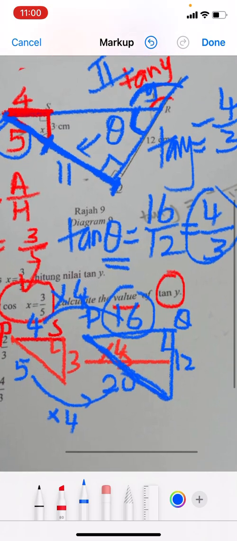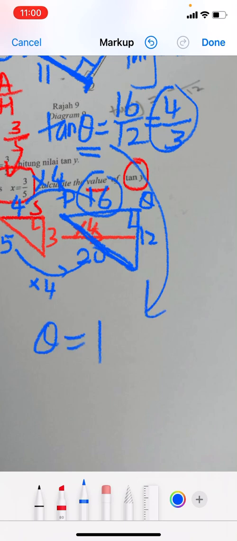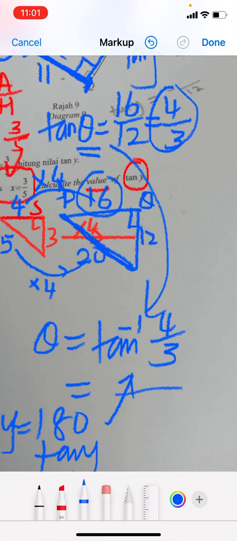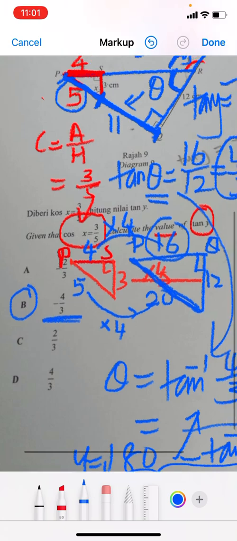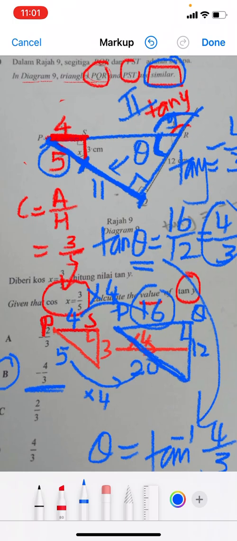If you still cannot understand, you can press the calculator to find theta, right? 4 over 3. And then with this theta, you take 180 for y, which is 180 minus this angle. Then you press the calculator for tangent of 180 minus this angle. You will get the answer, but it's in decimal. So that is not a wise method to do. The best method is we always find the acute angle.